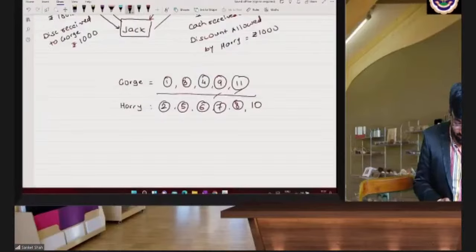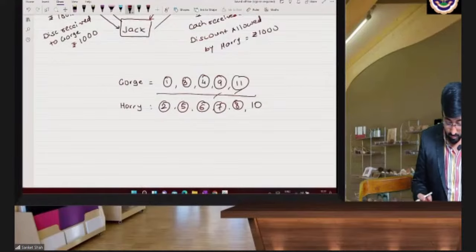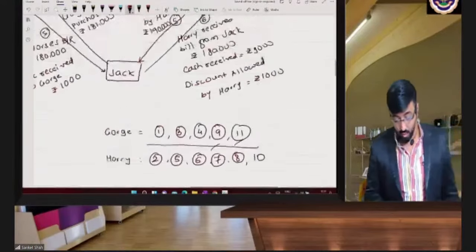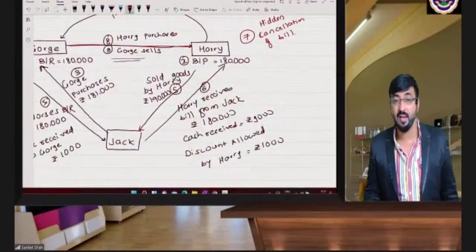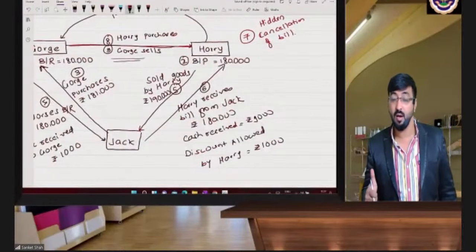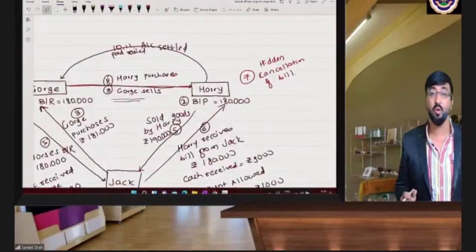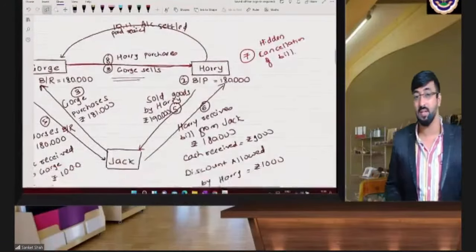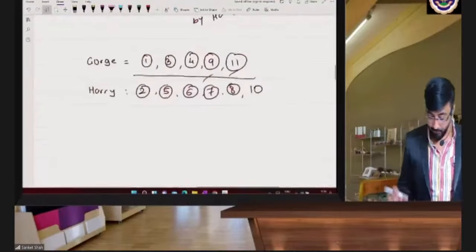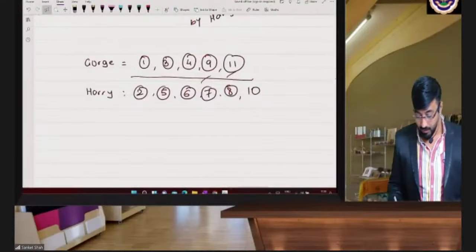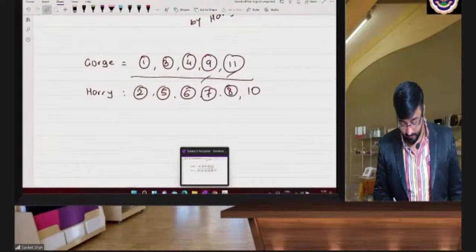Yes, Pushpa, how 2 entries beta? Harry is having total, you can see here, all arrows towards Harry. Harry is having second arrow, second transaction, 5th transaction, 6th transaction, 7, and then arrow number 8, Harry purchases. So 8, and the last one is he paid it, so 10 number. So what is the first entry?